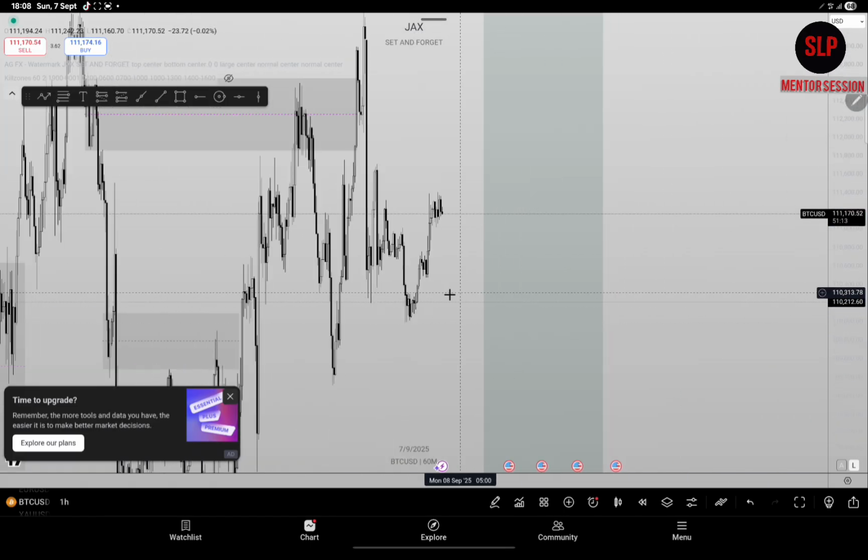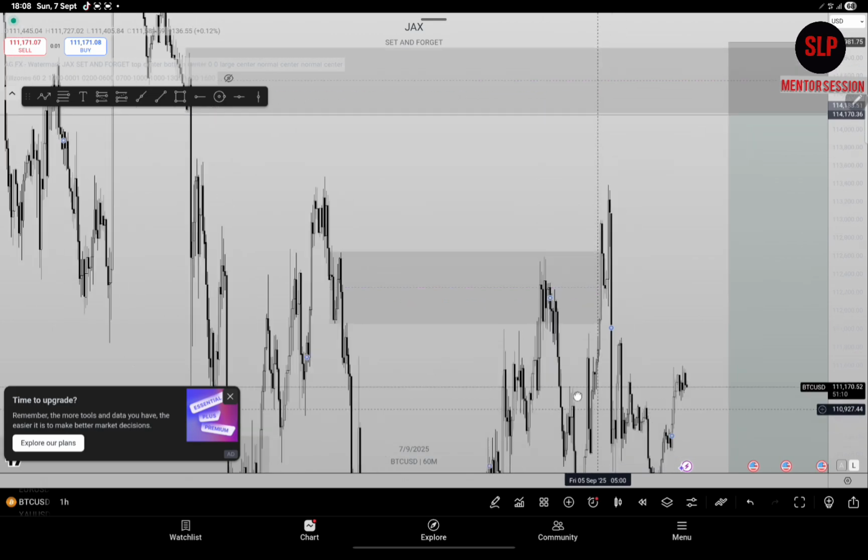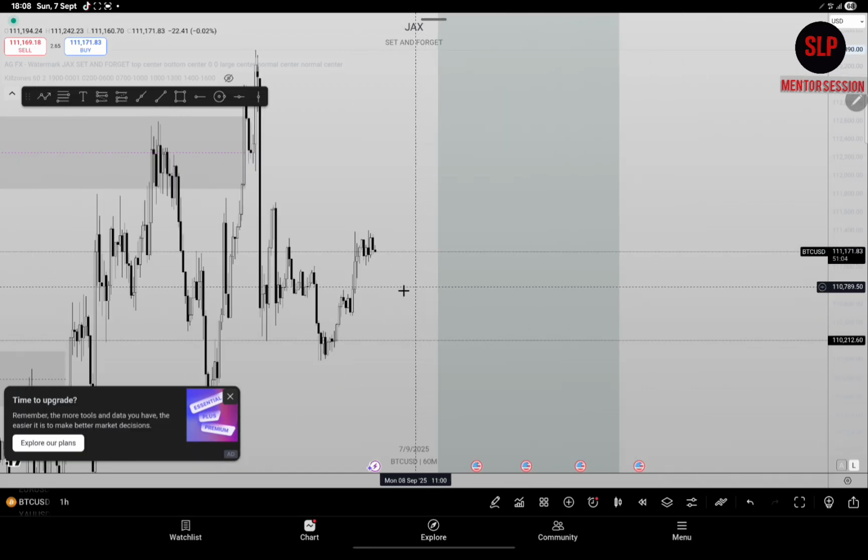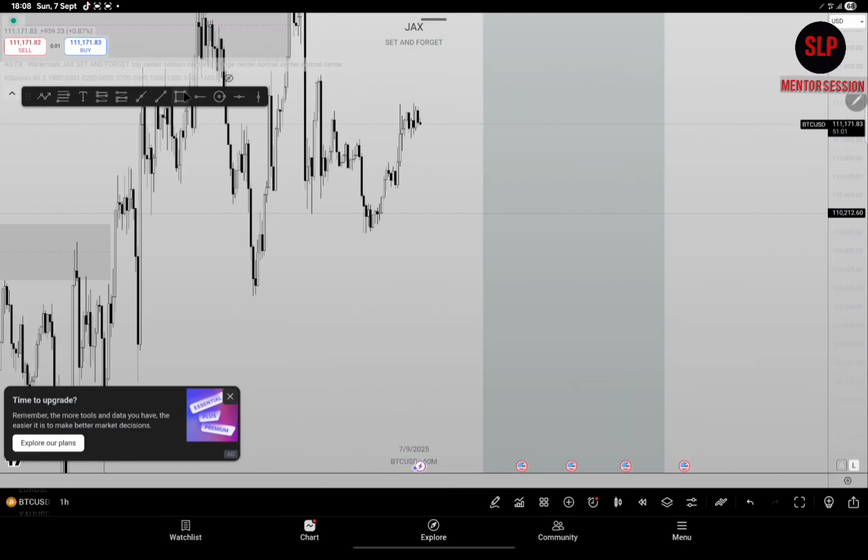So for price to buy to that point of interest, you can see this is liquidity. Liquidity is just resting above here. A lot of liquidity. So that's why we are taking this buy. I'm currently on this trade.